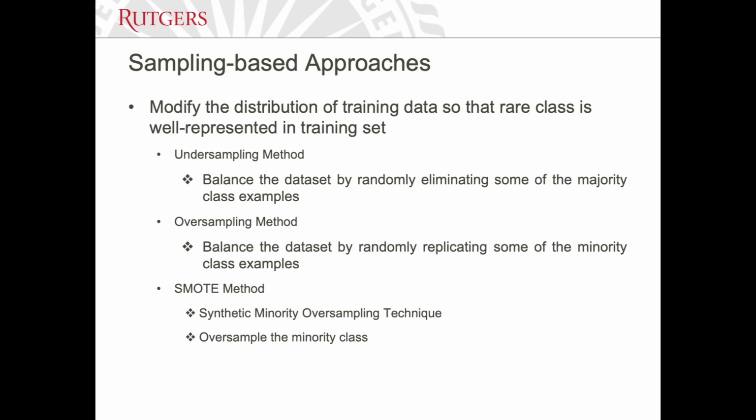Another recent popular approach is called SMOTE, Synthetic Minority Oversampling Technique. This technique is very similar to the oversampling method. It selects minority classes by utilizing the k-nearest neighbor approach. By doing the sampling-based approach, your dataset between the two classes can be much more balanced than before.